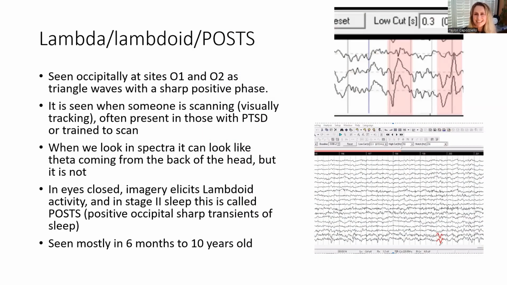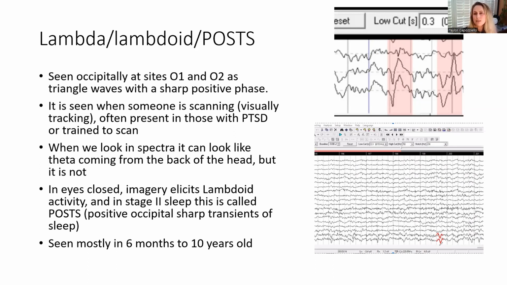Lambda is in the theta band. So just like we talked about the K complex, we're going to talk about lambda, which is also called lambdoid and POSTS. It is seen occipitally at sites O1 and O2 as triangle waves with a sharp positive phase. And it's seen when someone is scanning, they're visually tracking with their eyes. You will not see their eyes move. Well, at least our trained eyes won't see them move. But when we look at spectra, it can look like theta coming from the back of the head. And in eyes closed, imagery elicits lambdoid activity.